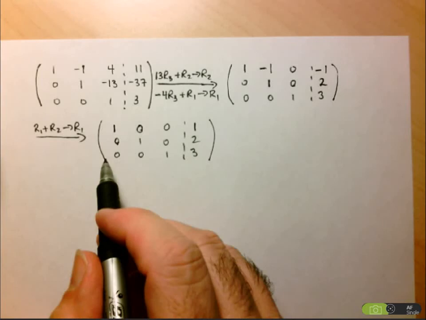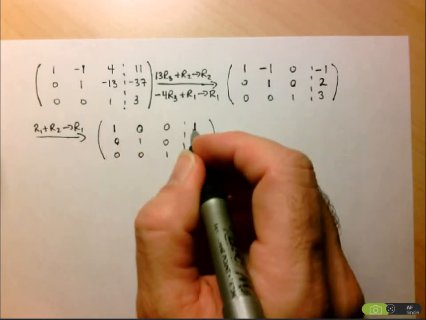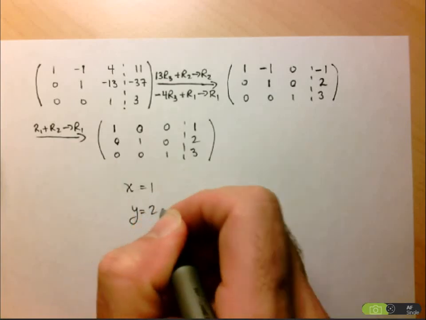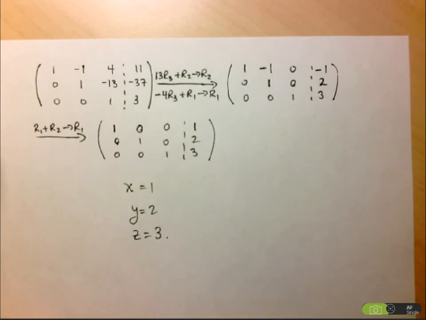Okay, and what we have here is reduced row echelon form. And from here we can just read off the answers. We see that x is equal to 1, y is equal to 2, z is equal to 3, exactly the answer we got before.